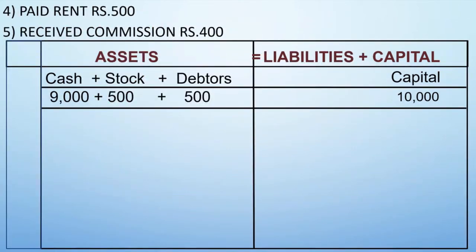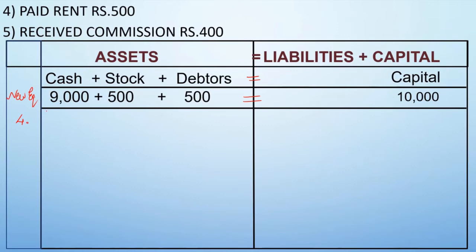Let's record the fourth transaction. Before recording it, we will record the previous new equation: 9,000 of cash, 500 of stock and 500 of debtors, which was equal to the total capital of 10,000. So let's record the fourth transaction. For that, we have paid rent 500.